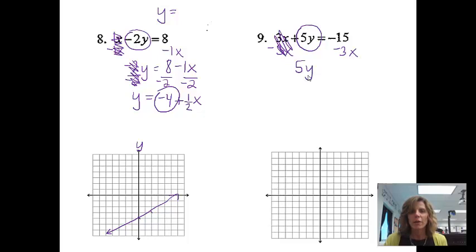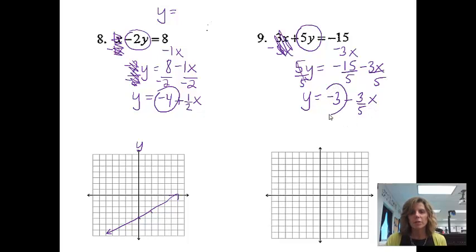So I now have 5y equals, we cannot combine these because they are not like terms, so negative 15 minus 3x. And then to get y by itself, we will divide all three parts by 5. So now 5 divided by 5 is just 1, so we get y equals negative 15 divided by 5 is negative 3. This is going to stay negative. 3 divided by 5 does not work out nicely, so we'll just keep it as 3/5 x. So now we are ready to graph.